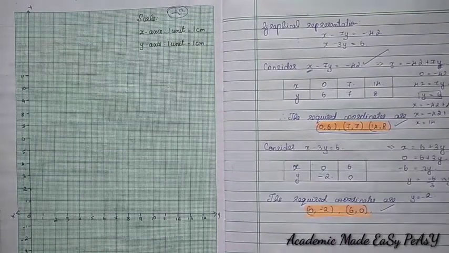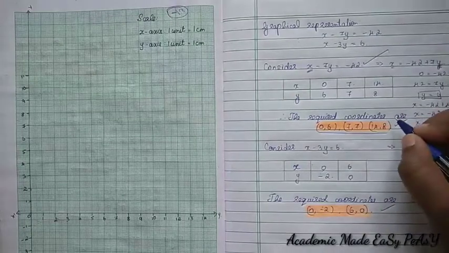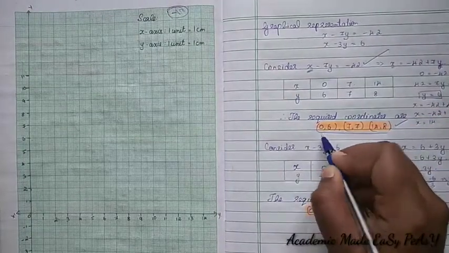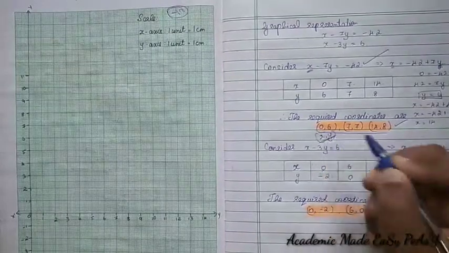So now let's start plotting. Let's consider the first equation first. The first coordinate is (0, 6). This represents x, y. This is in terms of x, y only.